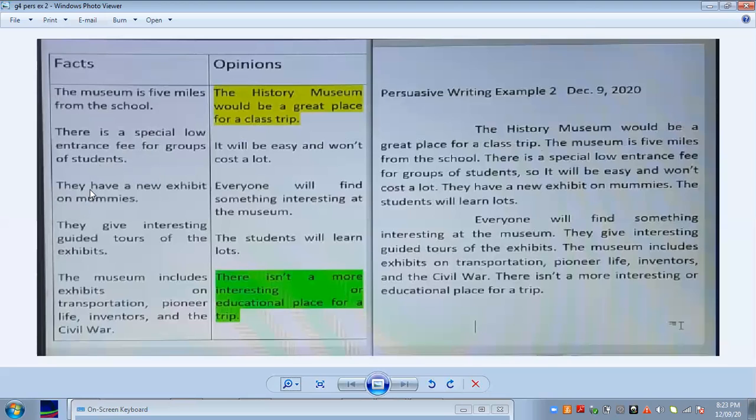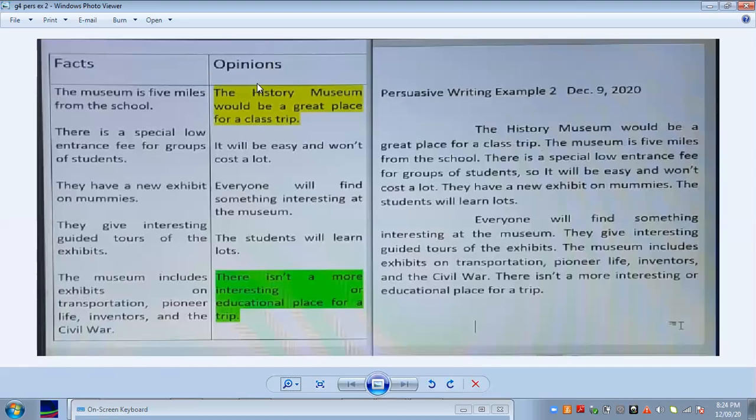groups. They have a new exhibit on mummies. The exhibit is at the museum, so it's easy to prove. They give interesting guided tours of the exhibits. Easy enough to prove that there are tour guides who take you around the museum. The museum includes exhibits on transportation, pioneer life, inventors, and the Civil War. Okay, we can prove this also by asking at the museum what their exhibits are, and they can tell you. Okay, so all of this information can be proved. That makes it a fact.